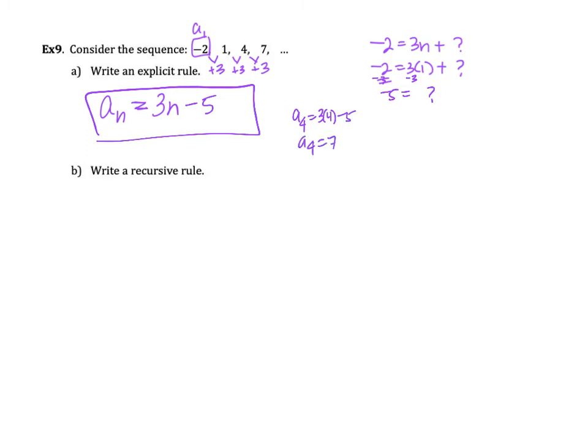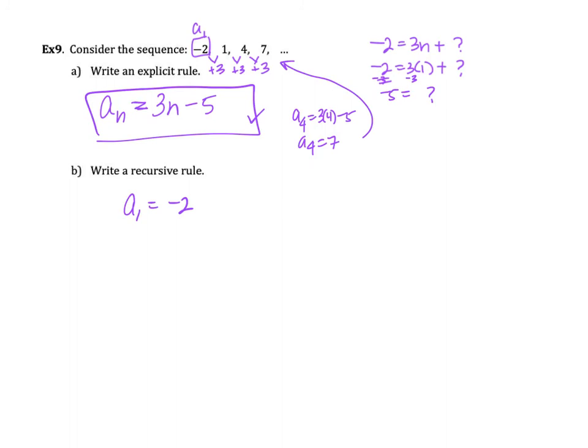A sub 4 equals 7. Yep, that's right. So I know this, in fact, is the explicit rule. Now, how do I write a recursive rule? Well, there are two pieces of information we need. Number one, we need to have some kind of starting point, and usually that's your first term in your sequence.